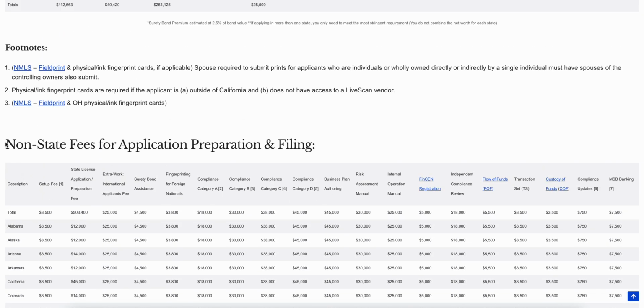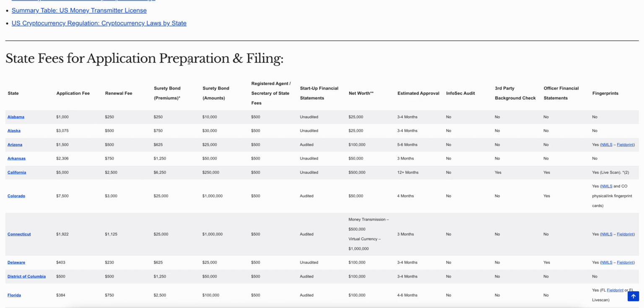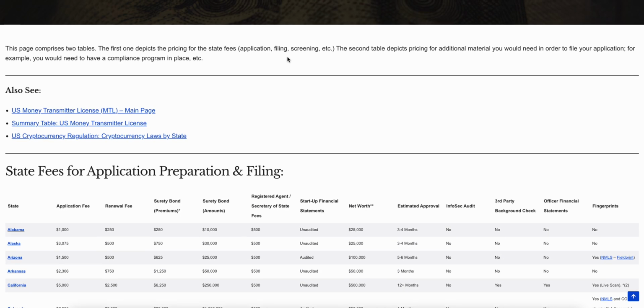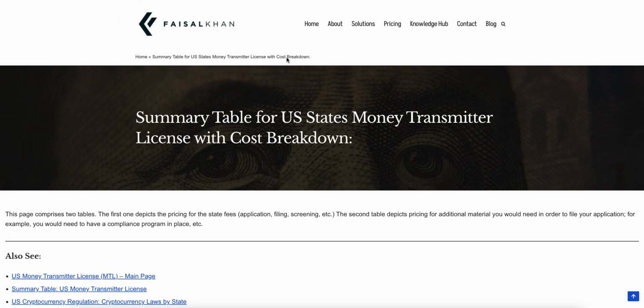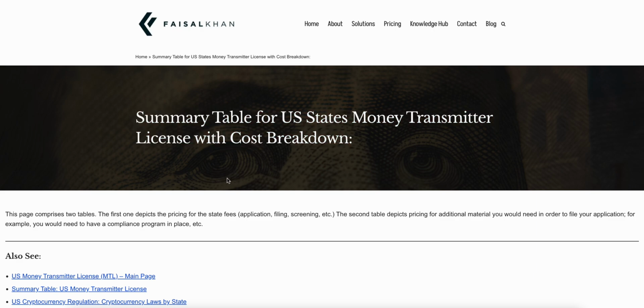So, as I said, these are the non-state fees for application preparation and filing. This is what we would charge as an independent consulting agency for making sure that your MSP application and your MTL applications are filed individually in each state. And these are the costs associated with state filing for application preparation. We also do this for other countries, and we'll be putting more and more information out. But we wanted to put this video out that basically says, okay, what are the costs associated with the money transmitter license application? And this one shows it in detail.